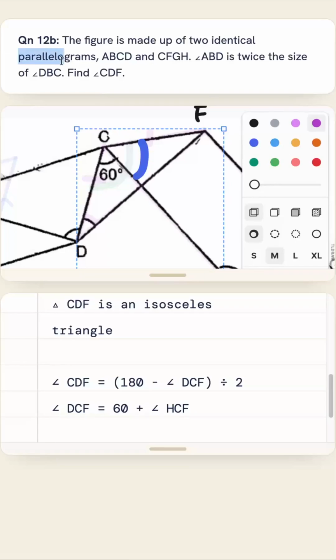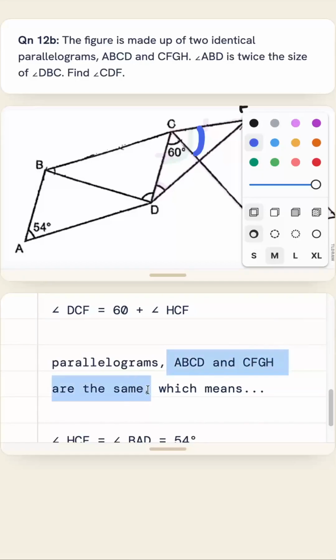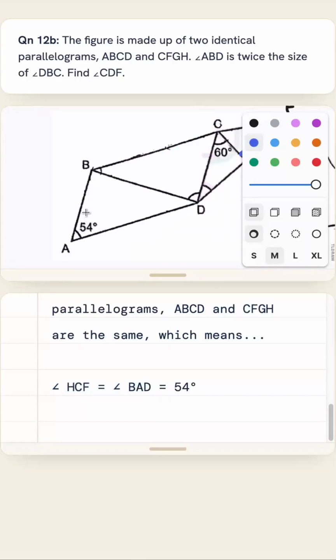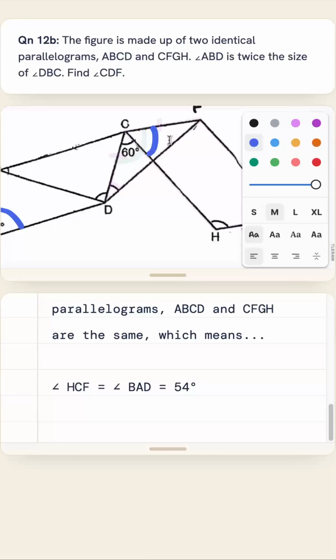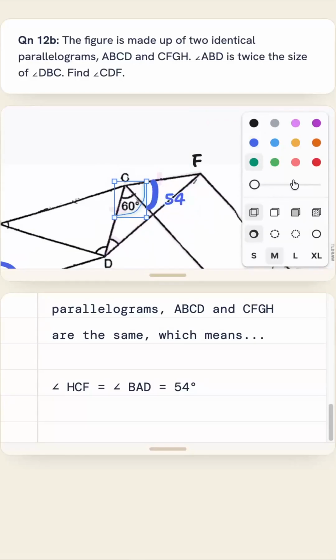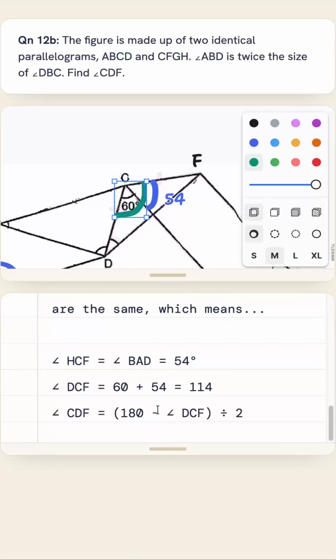Since parallelogram ABCD and CFGH are the same, angle HCF is equal to angle BAD, which is this angle over here. Because they are literally the same, we can just put here 54 degrees. Since we know this angle HCF is 54, then we can work backwards. DCF is equal to 60 plus 54, which is equal to 114. So that means angle CDF that we're looking for is basically 180 minus 114 divided by 2. And this will give us 33 degrees.